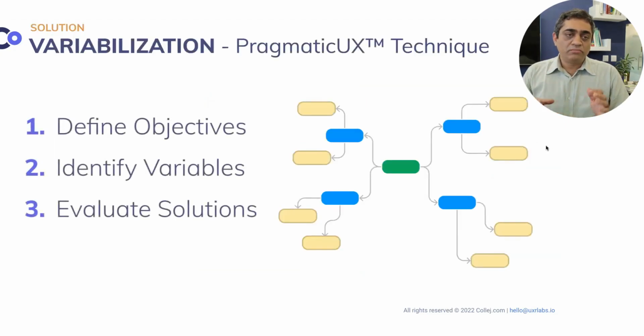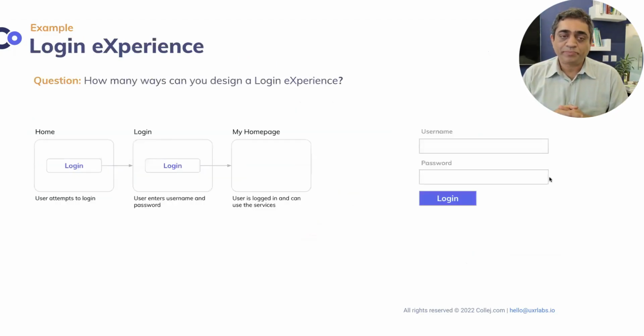All right. So I'm just going to do a quick recap. Whenever you're variabilizing, there are three things you need to do. The first thing, define your objectives. Second thing, identify your variables. And the third thing, evaluate the solutions and figure out what is the best solution for the objectives that you set for yourself. And also keep in mind, your objectives will define a lot of things that will happen downstream. So make sure you do your objectives correctly.